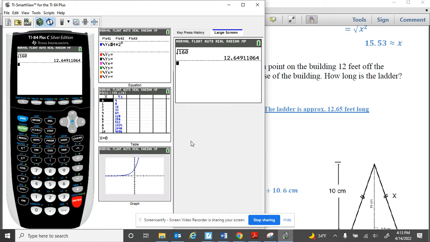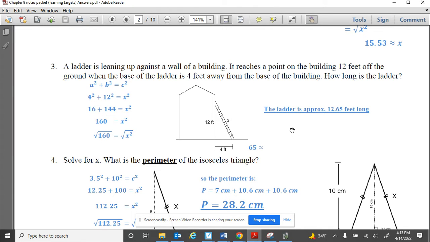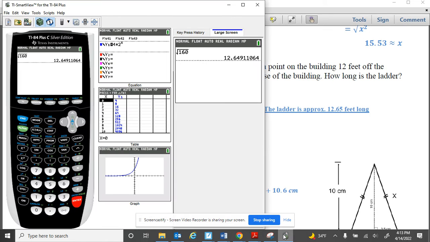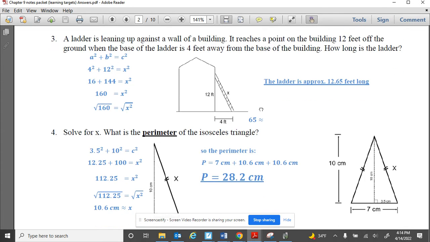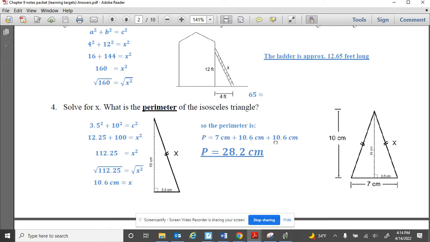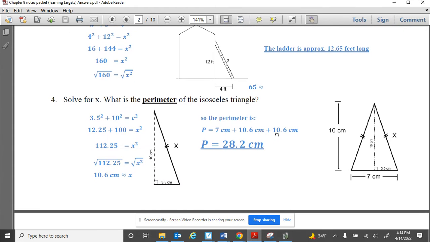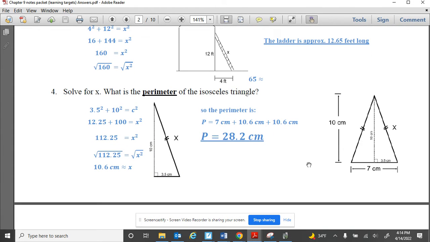There we go, 12.649. So we can round that to 12.65. And there we go, 12.65 feet long is the ladder. So I'll let the teacher go ahead and stop this video and pause it so everybody can write down those answers.